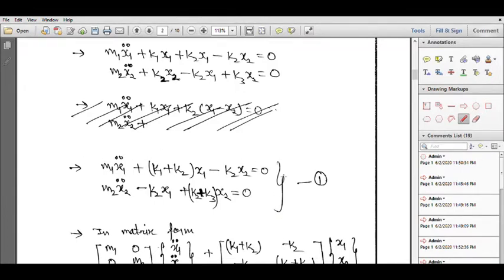Now these are the equations of motion for my system. I'll name them equation number 1. This entire setup of equations is the equations of motions for me.